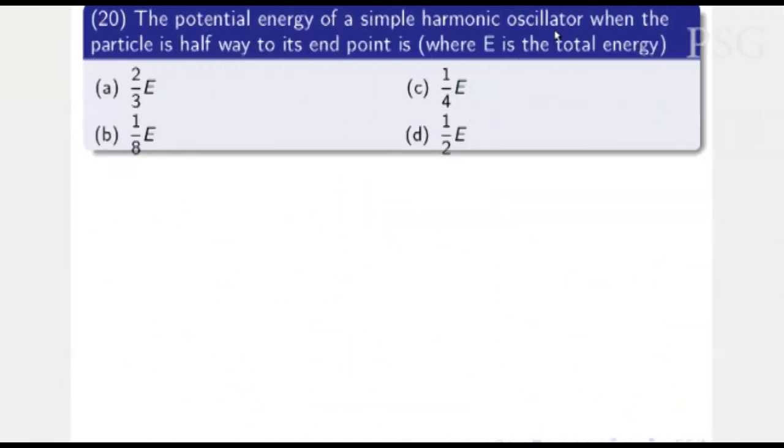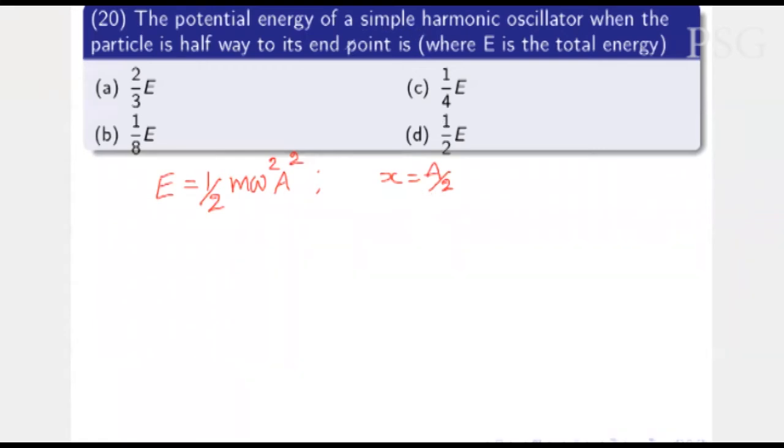Next, the potential energy of a simple harmonic oscillator when the particle is halfway to its end point is. E is the total energy of this oscillator. So the total energy is given. The total energy is E, and we know that the total energy of an oscillator is half m omega squared a squared, and it is also given in the problem that the particle is halfway to its end point. That means its displacement is equal to half of the amplitude.